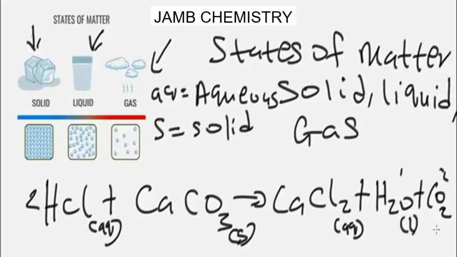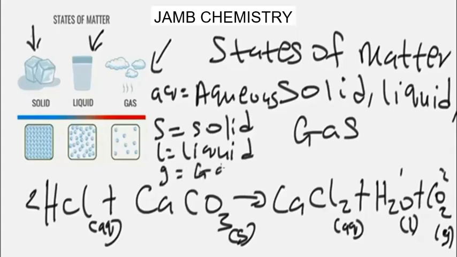in liquid state. And lastly, we have this carbon dioxide, of course, to be in gaseous state. The small letter l stands for liquid state, and the small letter g stands for gaseous state. So take note of this. This is how you can recognize the states of substances in a chemical equation.